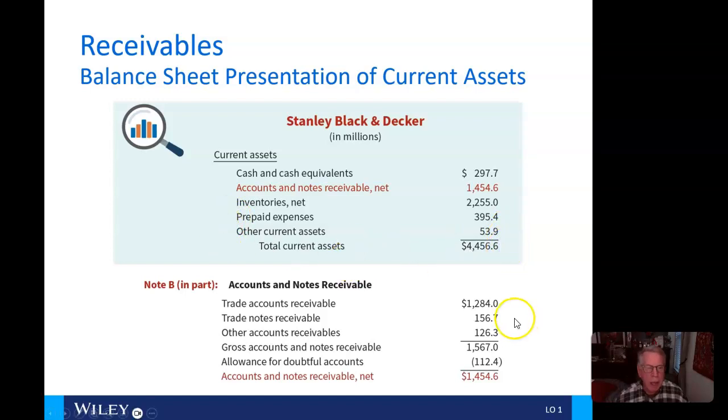All right. And here we break out that notes receivable into its pieces. We have trade accounts receivable, we have notes receivable, we have other accounts receivable, maybe from employees or that kind of thing. And then the gross accounts of notes receivable, and then we back out the allowance for doubtful accounts and that gives us finally the accounts and note receivable net that we see here.